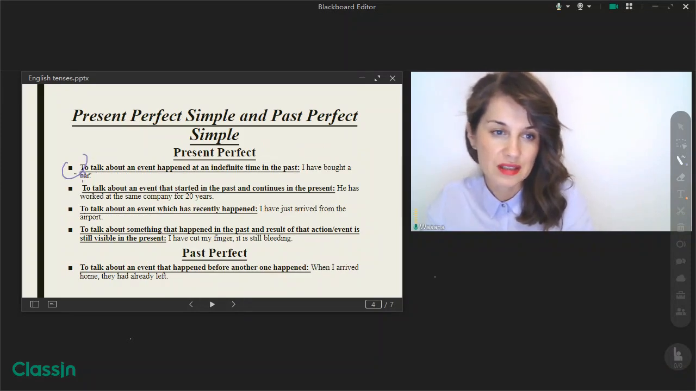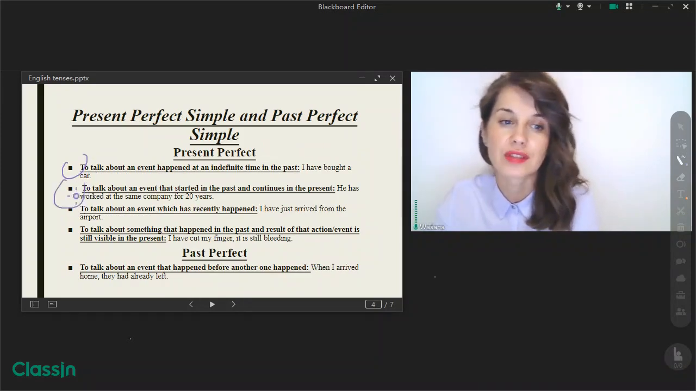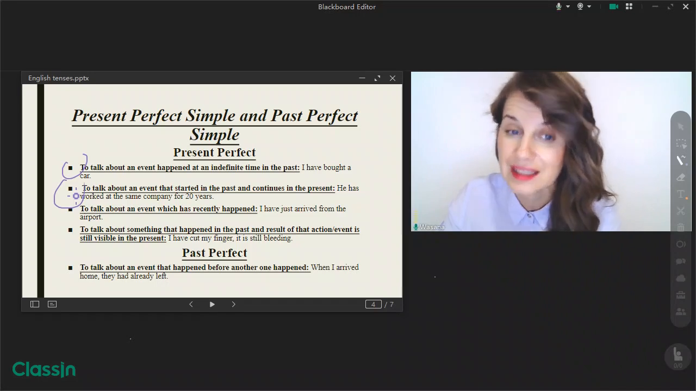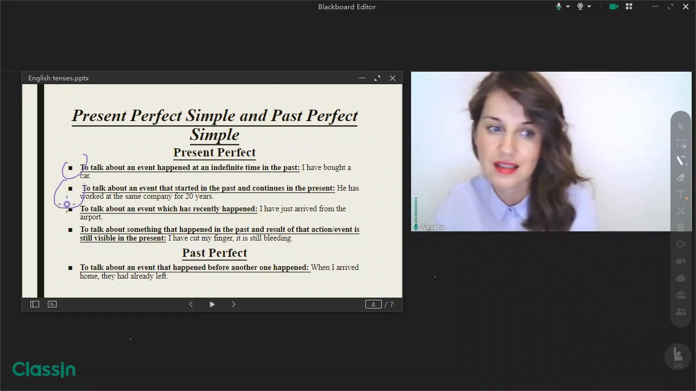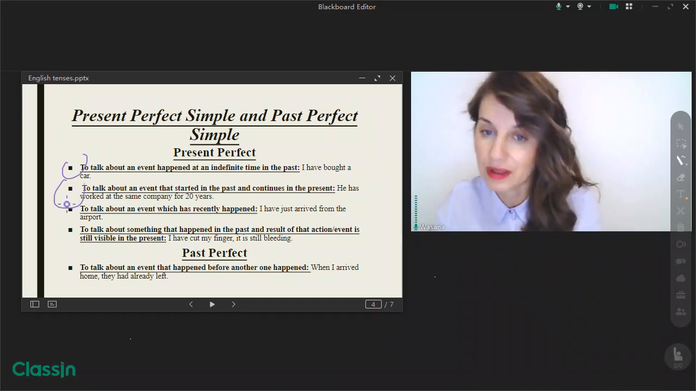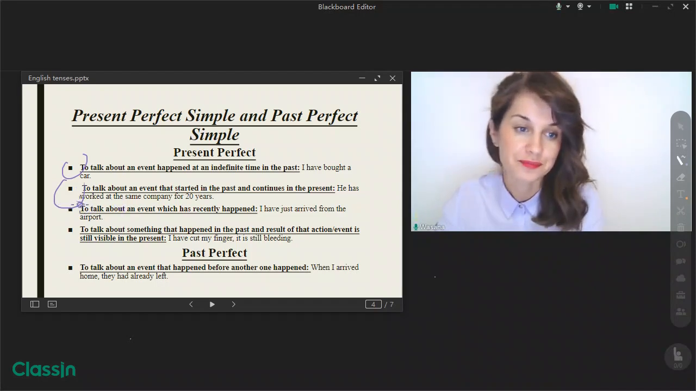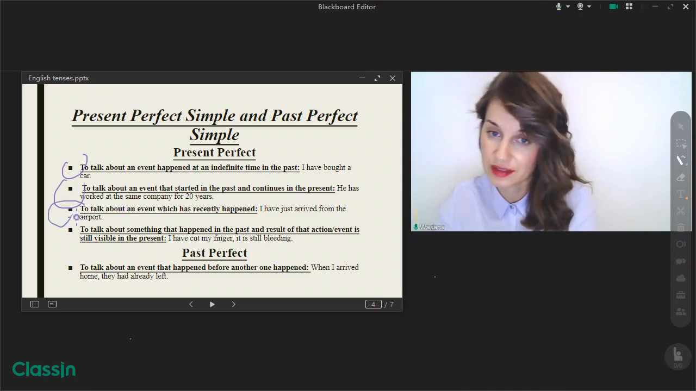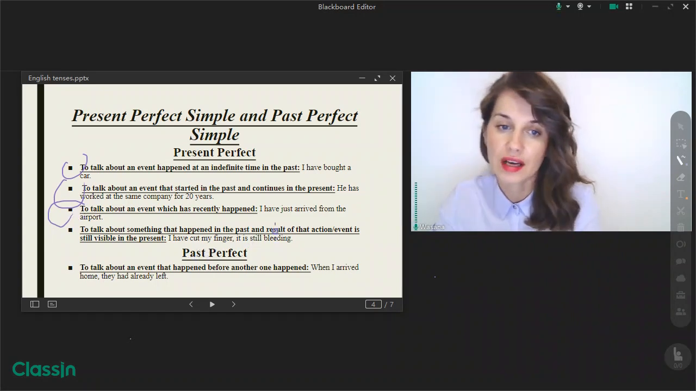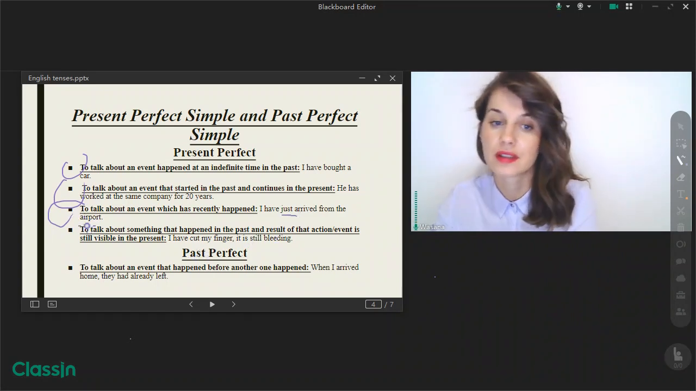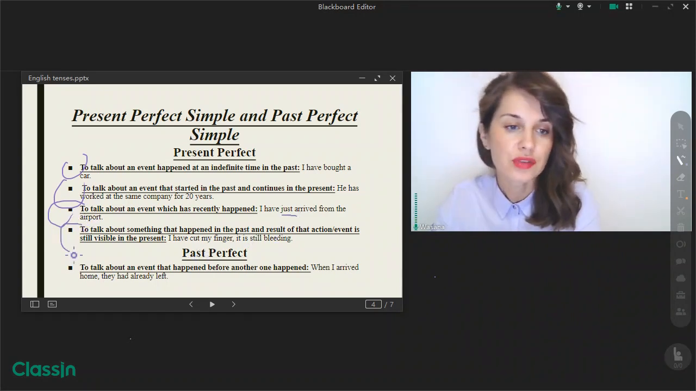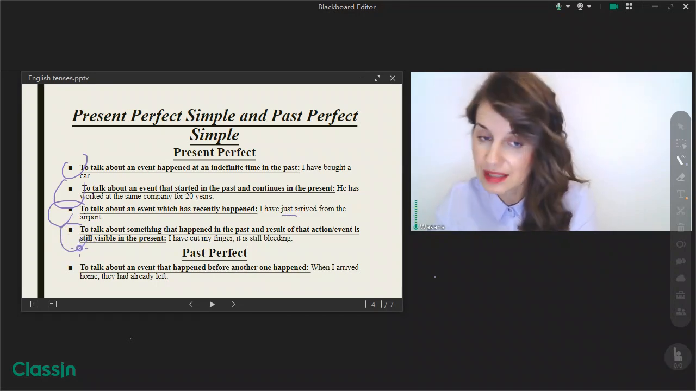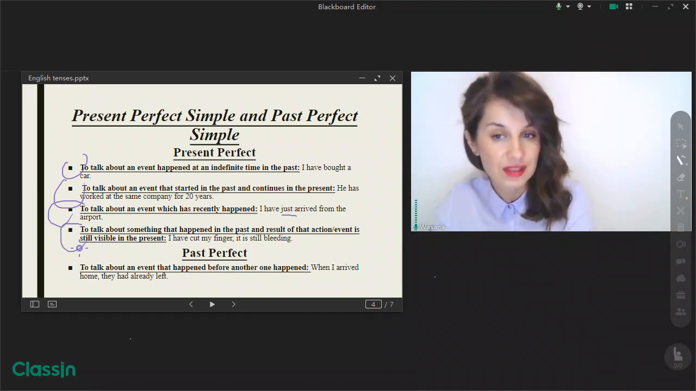We use present perfect simple to talk about an event that started in the past and continues in the present. He has worked at the same company for 20 years. Talk about an event which has recently happened. I have just arrived from the airport, and to talk about something that happened in the past, and the result of that action event is still visible in the present.